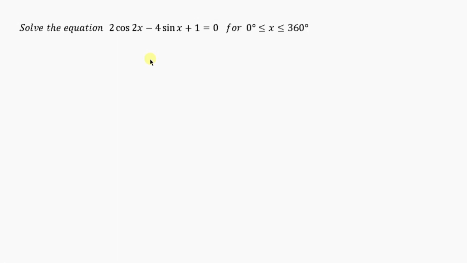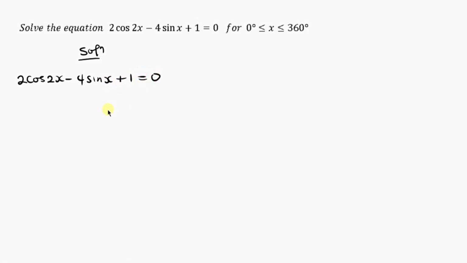Well, this is a very nice trigonometry equation we have here, and it says solve the equation 2 cos 2s minus 4 sin s plus 1 equal to 0 for values of s ranging from 0 degrees to 360 degrees. So how do we solve this question? We're going to be saying solution here, and I'll write the question again. The question says 2 cos 2s minus 4 sin s plus 1 is equal to 0.